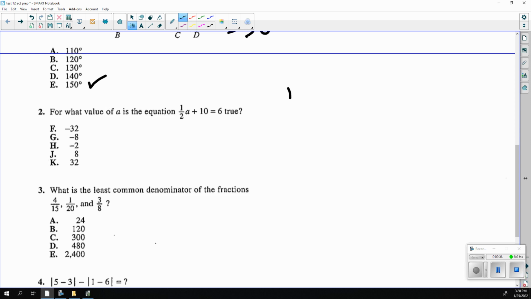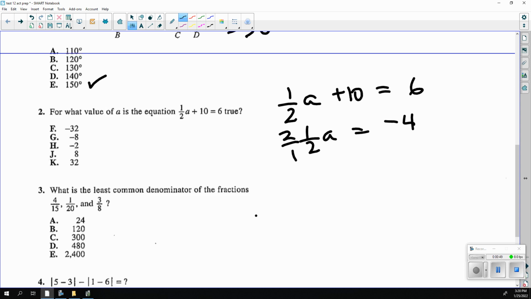Number two is solve the equation. So you would move the 10 over as a negative 10, or subtract 10 from both sides, and then you would times both sides by the reciprocal, 2 over 1, and get negative 8, answer G.